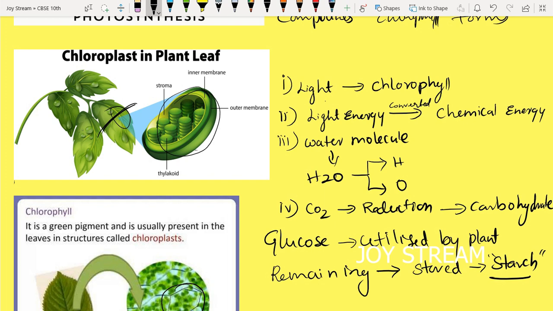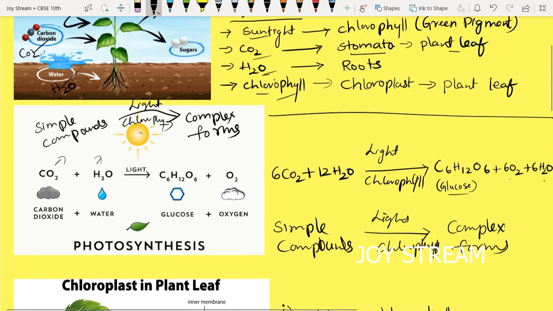The water absorbed from the roots, from the soil, the water molecule is split into hydrogen and oxygen. Then the carbon dioxide absorbed through the stomata, reduction takes place and it converts to carbohydrate. Then the end product glucose is utilized by the plant. The remaining glucose is stored in the form of starch. So, this is the process of photosynthesis.